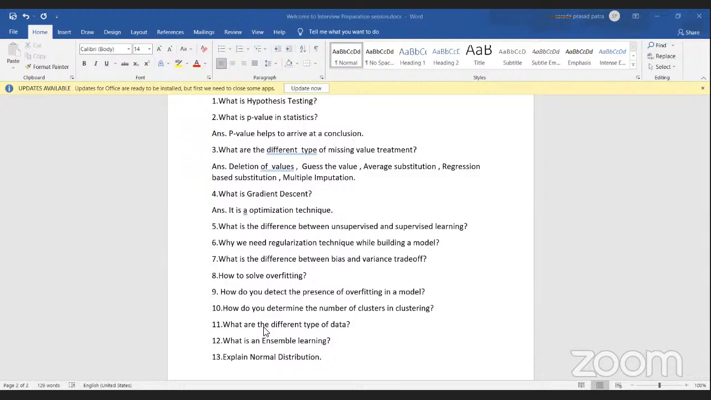The last question's answer is, ensemble learning is the art of combining more than one model to predict the final outcome of an experiment. Commonly used ensemble techniques are bagging, boosting, and stacking. So the next question, explain normal distribution. And this is our last question, guys, because I had a power cut.